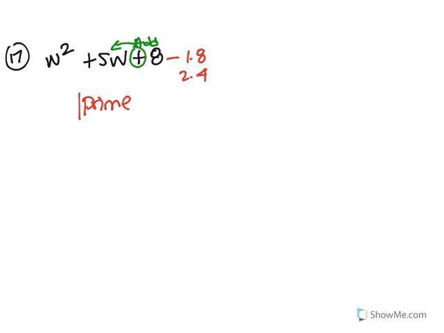17. W squared plus 5w plus 8. Okay? We're adding to get the middle. And when you look at 8, it only has 2 factors. Did those 2 factors add up to 5? No. So this is what? Prime. Very good. Very good.